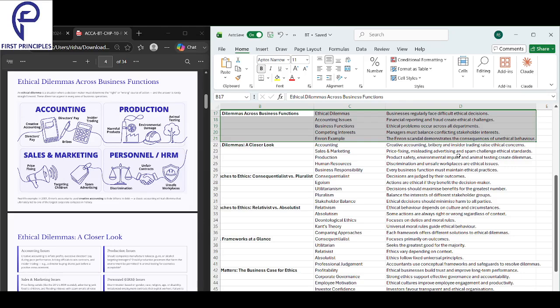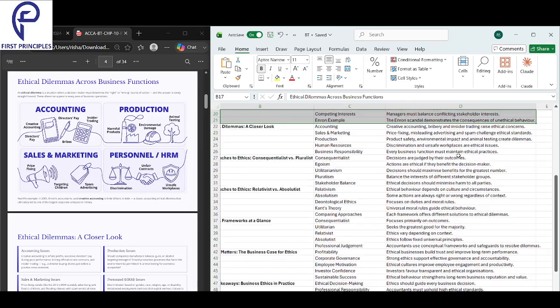Accounting issues, financial reporting, and fraud create ethical challenges. Business functions: ethical problems occur across all departments. Competing interests: managers must balance conflicting stakeholder interests. Enron example: Enron was one of those companies that set a very big example for everybody. If you don't make an ethical decision, this is what can happen. So that is about Enron.